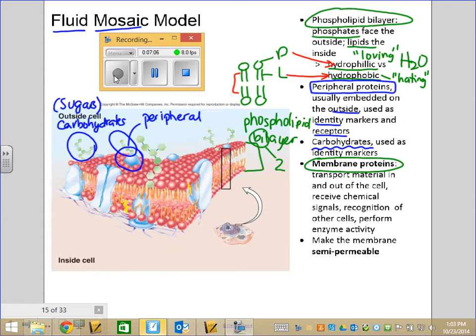Now next, you have membrane proteins. A membrane protein would be one like this guy over here.